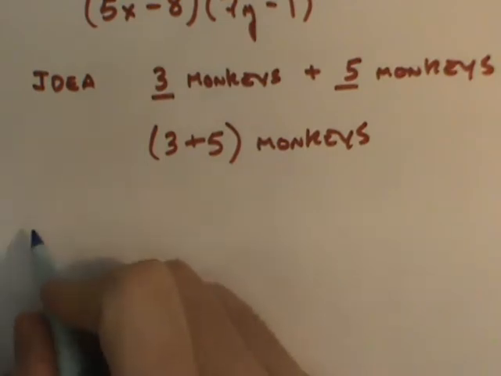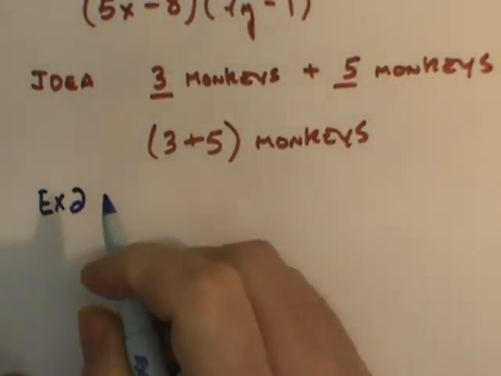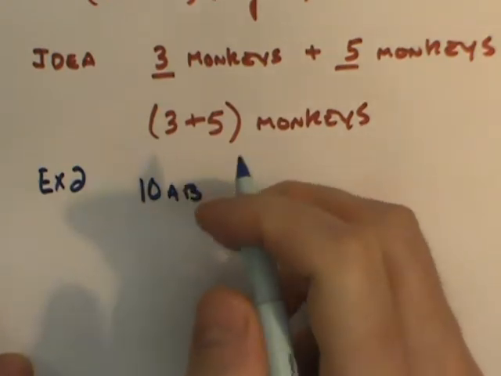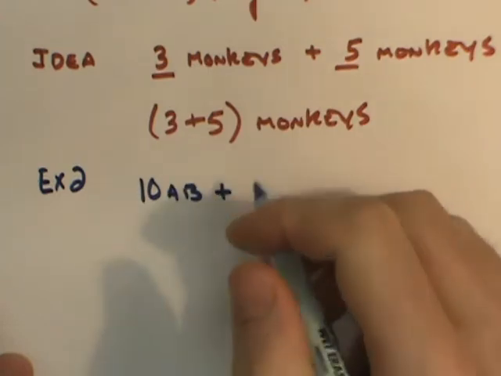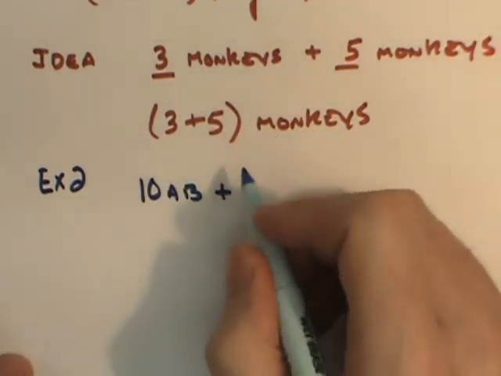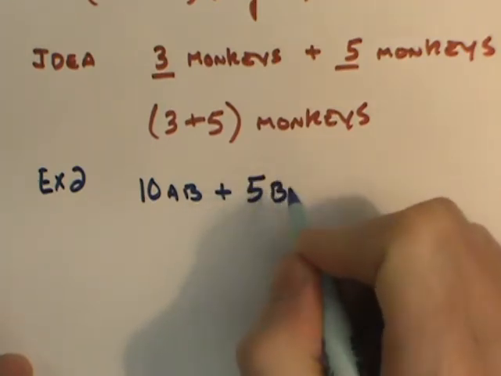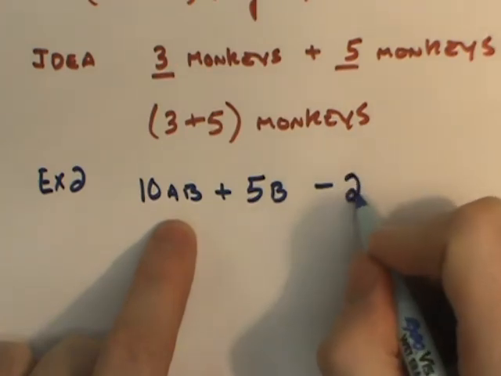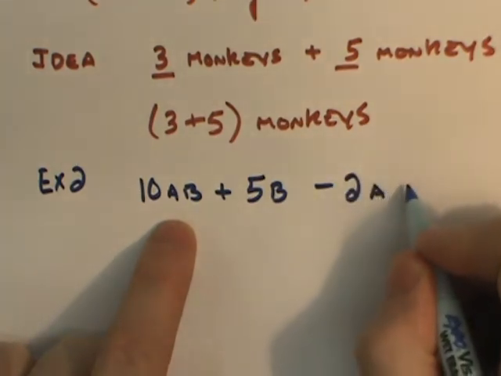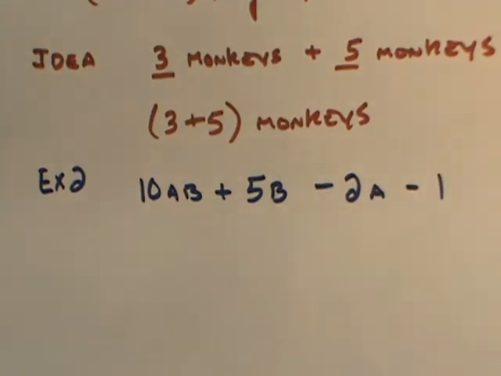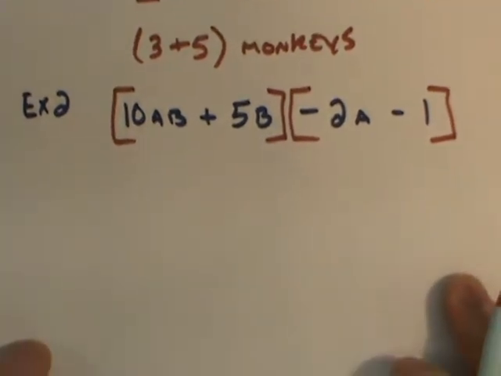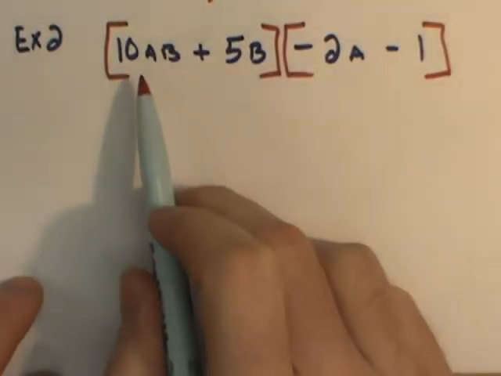On this problem, we'll call this example 2, of course, we have 10ab plus 5b minus 2a minus 1. Let's see what happens there. So I grouped the first two, I grouped the last two. In the first set, I should be able to pull out a 5b.